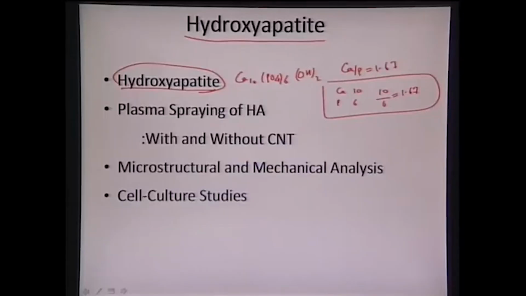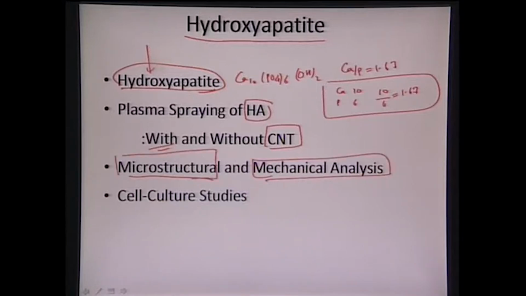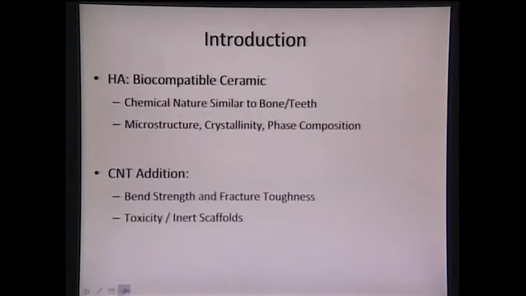So we see that hydroxyapatite is the ceramic part which is available along with the collagen, and therefore hydroxyapatite is considered a bioceramic material which is much more compatible with the body itself. This hydroxyapatite, HA, is being plasma sprayed with and without carbon nanotubes. Again, carbon nanotube is denoted by CNT, and consequently I'll elicit more of the microstructural and mechanical analysis of what these CNTs are contributing, followed by cell culture studies to say whether hydroxyapatite is getting compatible once we add carbon nanotube as a reinforcement.